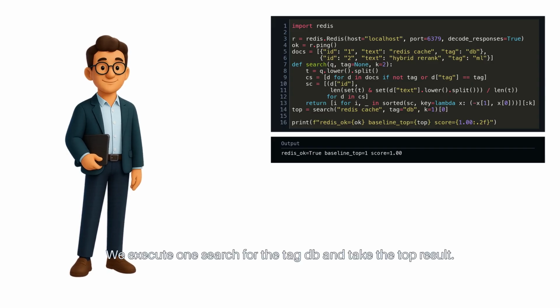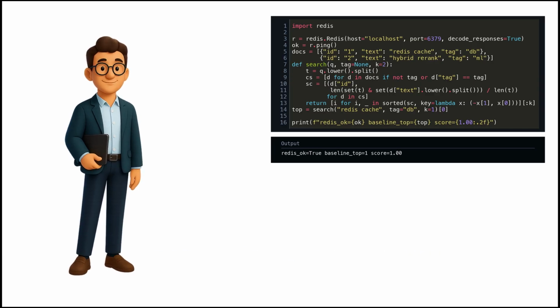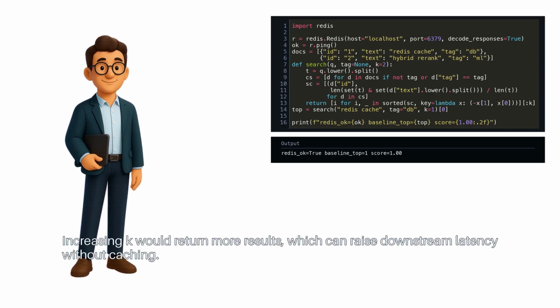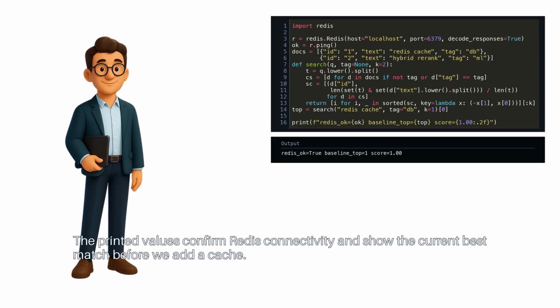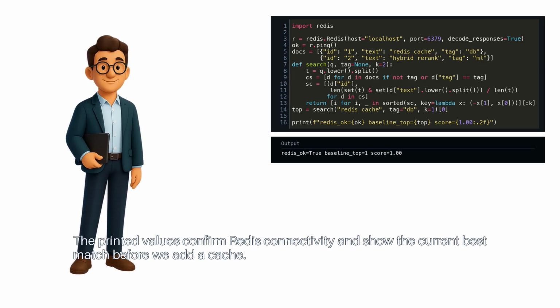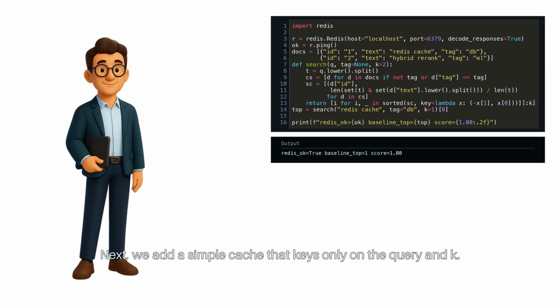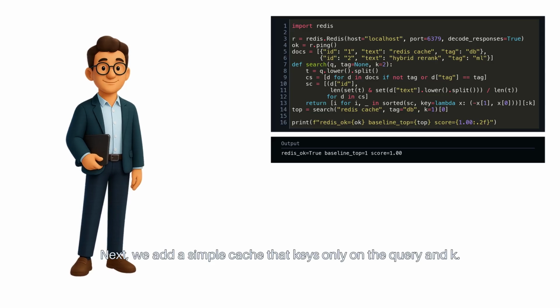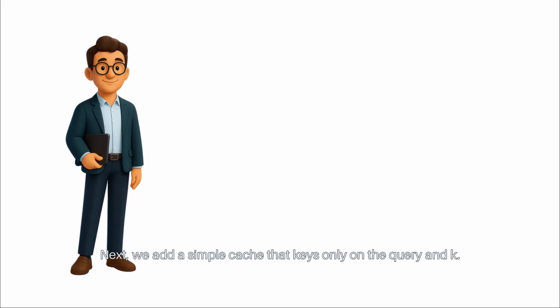We execute one search for the tag DB and take the top result. Increasing K would return more results, which can raise downstream latency without caching. The printed values confirm Redis connectivity and show the current best match before we add a cache. Next, we add a simple cache that keys only on the query and K.